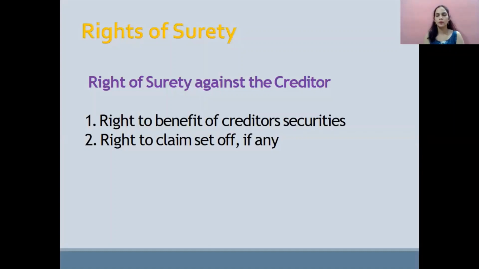So the right to claim set-off, that is the set-off between debtor and creditor, will also be enjoyed by the surety. Surety will not pay 1 lakh rupees, but he will pay 1 lakh minus 10,000 that is payable by B to A. The remaining amount 90,000 will be paid by both the debtor and the surety in case of debtor's default.